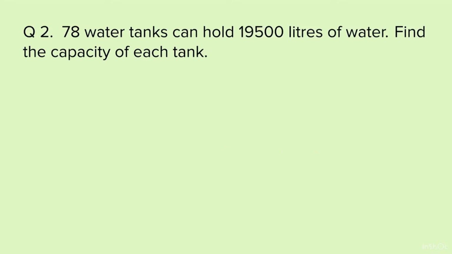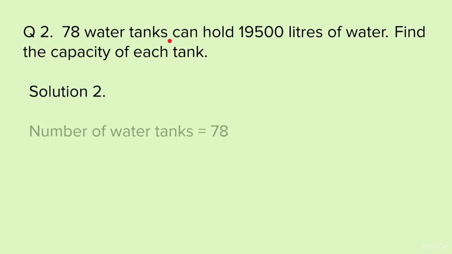Question 2. 78 water tanks can hold 19500 liters of water. Find the capacity of each tank. So here the information given to us is 78 water tanks. That means number of water tanks is equal to 78. And then it is written holds 19500 liters of water.